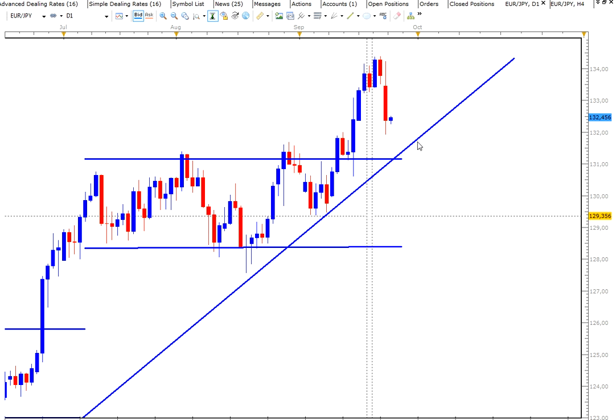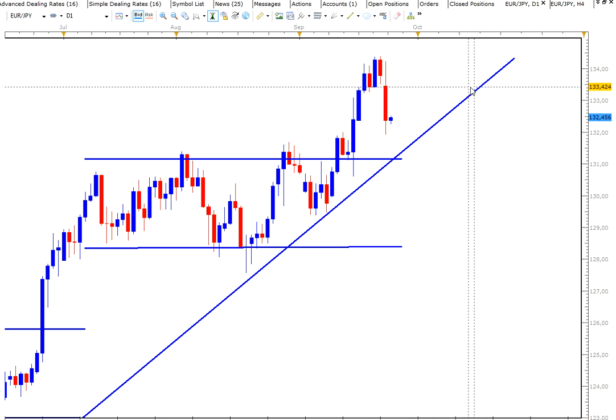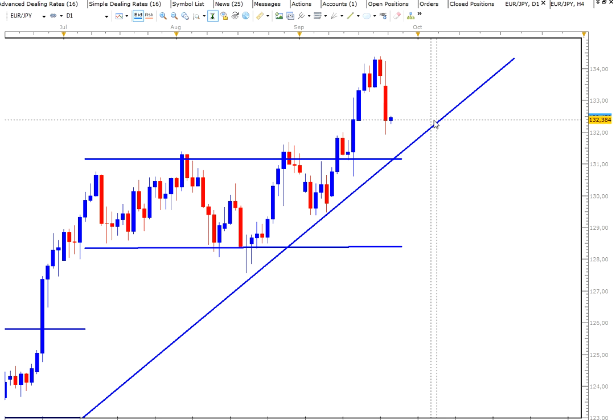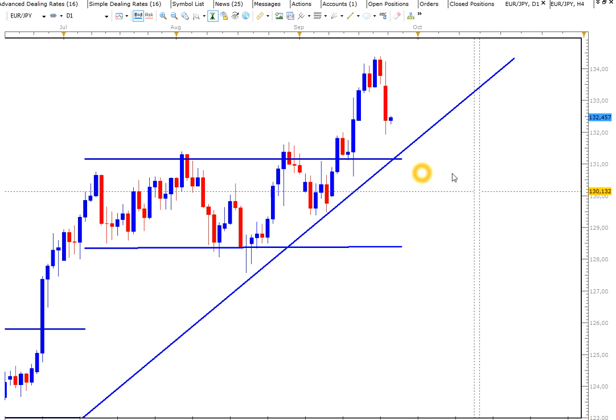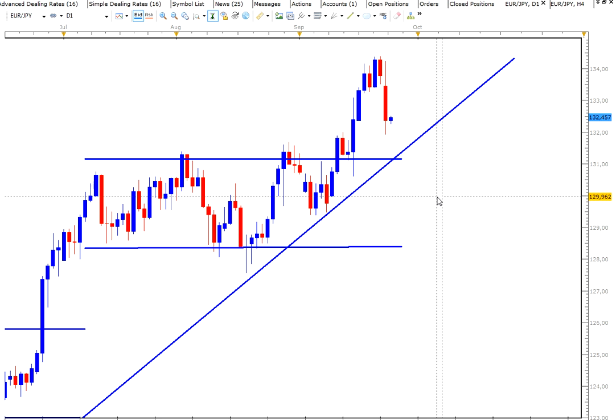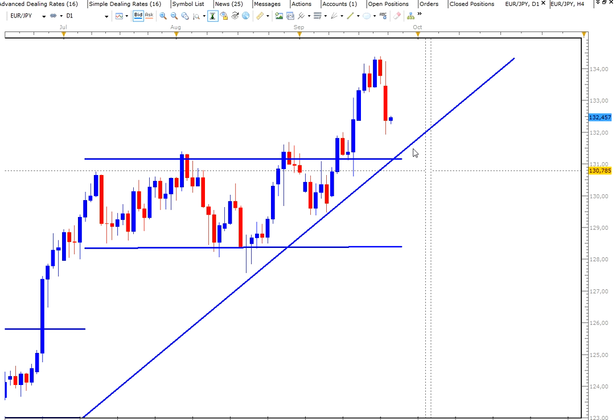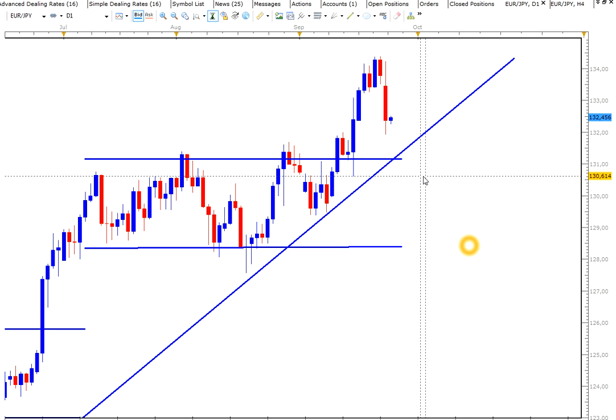The second way would be the break of a trend line, where the market will have to convincingly break below this area here to then start a downtrend. That definitely tells us that the market is starting a movement in the opposite direction.